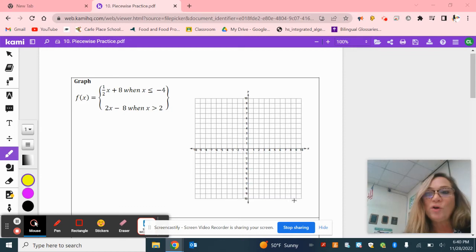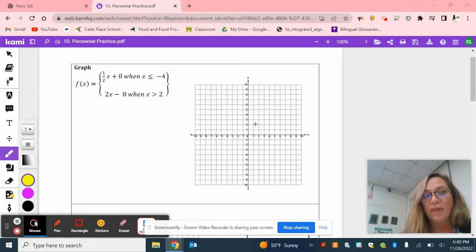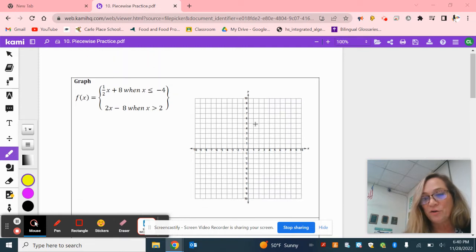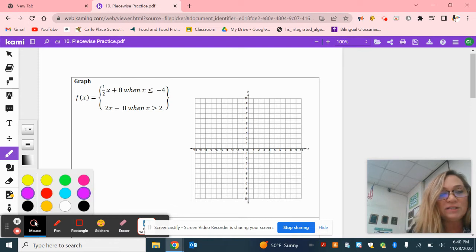Hi guys, I am going to review piecewise functions with you to help you graph these. Keep in mind that you can do this on your graphing calculator if you choose to. All right, so this is going to have two pieces.